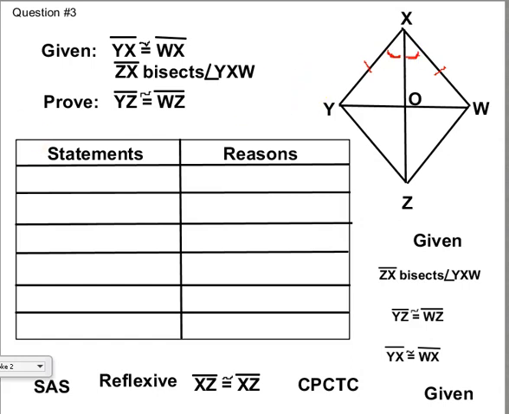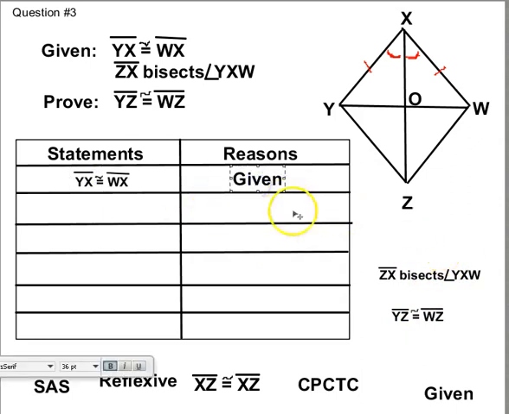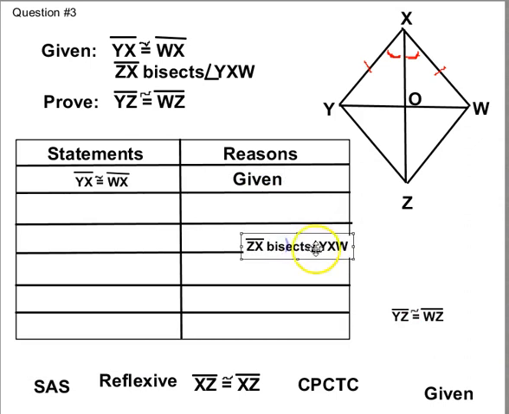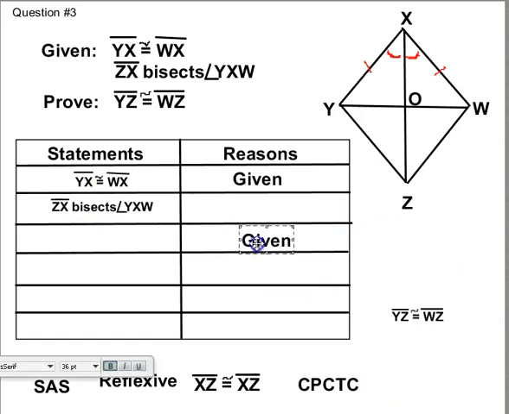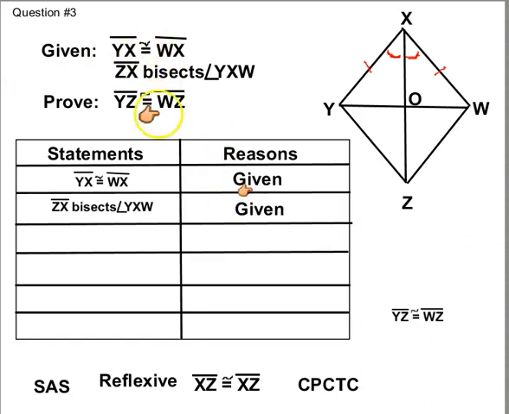So what I'm going to do is start out my proof with those two given statements. Let's see, YX is congruent to WX. That's given. And ZX bisects angle YXW. That is given as well. Okay, so those are my two given statements. I can't use them again. You can see that I got them from here, given. So I can't use the reason given again. The only time you can use given is from this.